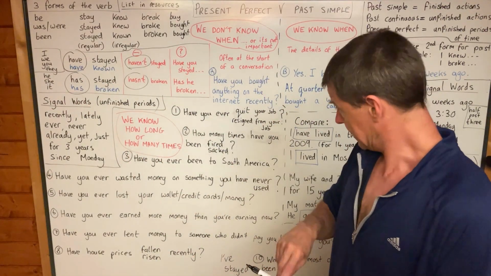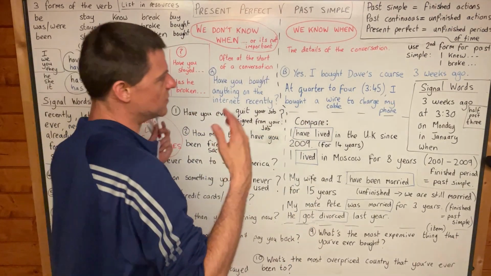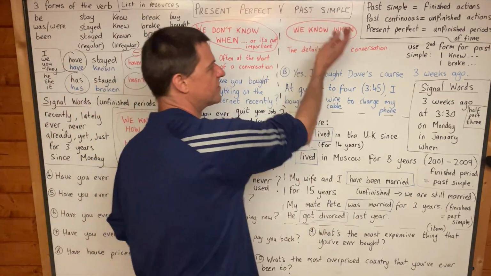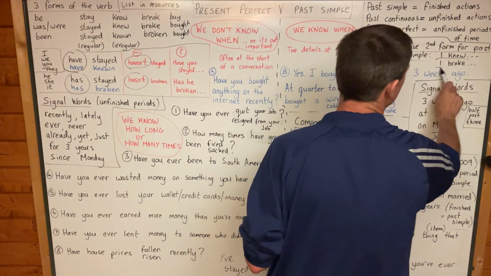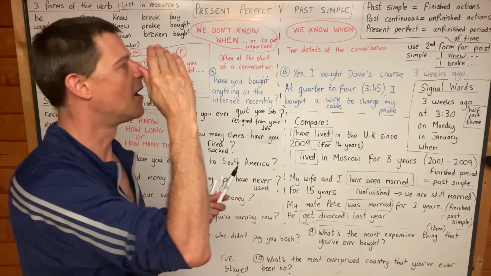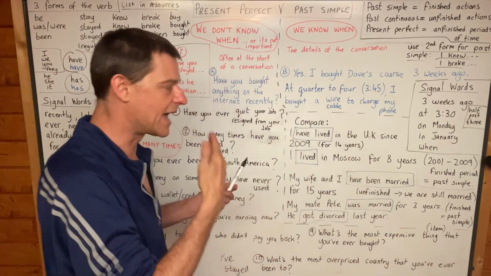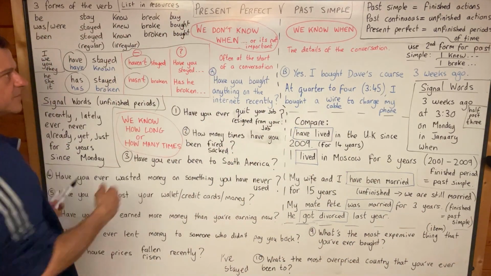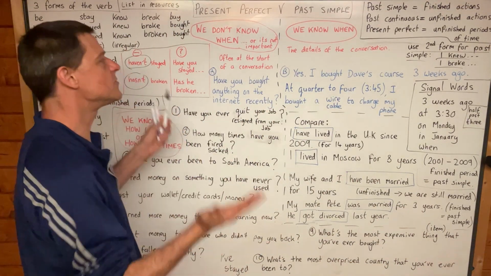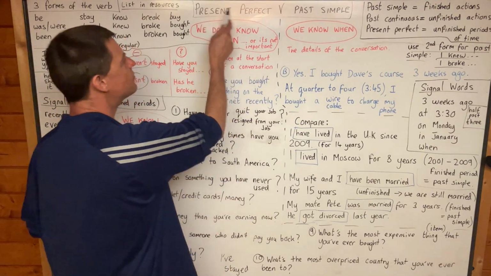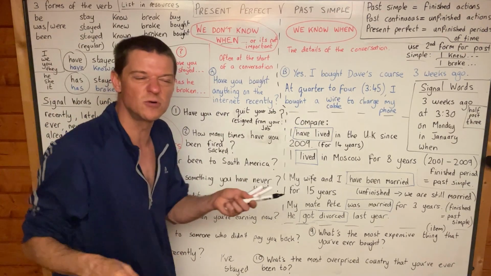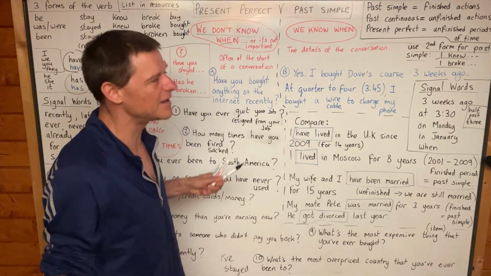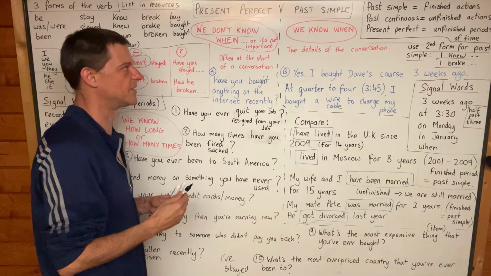It's important. Okay, you already know how to form past simple. You use the second form for past simple. I knew, I broke, and not I have known, I have broken, which is present perfect. Okay, so when do we use these two tenses? Well, present perfect, we don't know when. Yeah, or it's not important. Sometimes we know, but it's not important. So we must use present perfect.